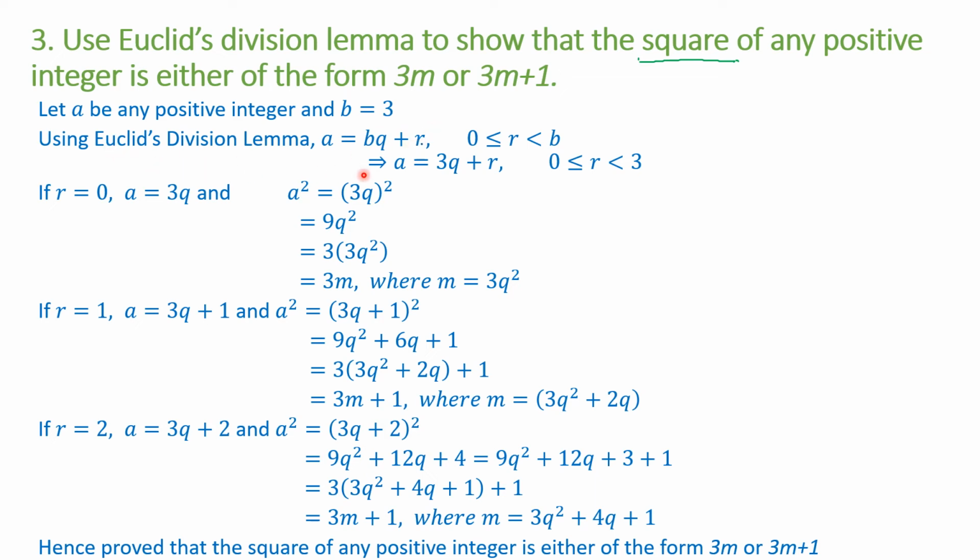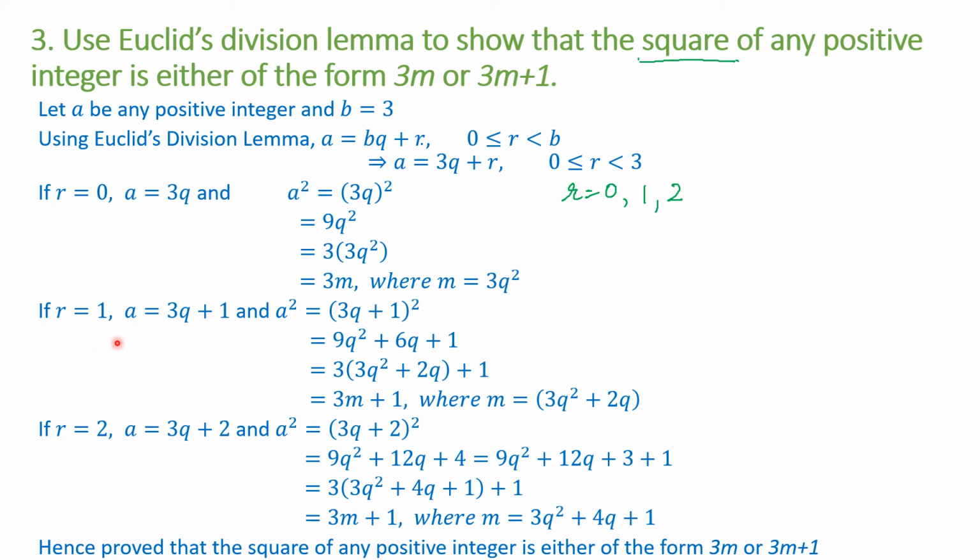Then using Euclid's division lemma, I write down all this as we have done in the earlier questions, but now we have to square it. So here, first of all, r is going to be either equal to 0 or 1 or 2. So we have 3 possibilities for r, for the remainder. So when r is equal to 0, my a is going to be equal to 3q, and therefore the square of it, a square, is going to be 3q whole square, that is 9q square. Because I want to write it as a multiple of 3, I am splitting this 9 as 3 into 3q square, and therefore I get 3m, where m is equal to 3q square.